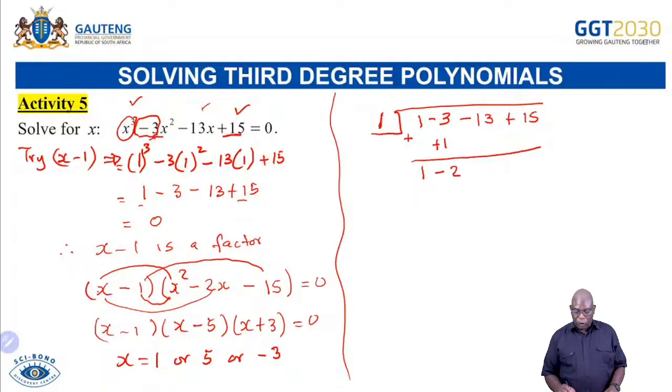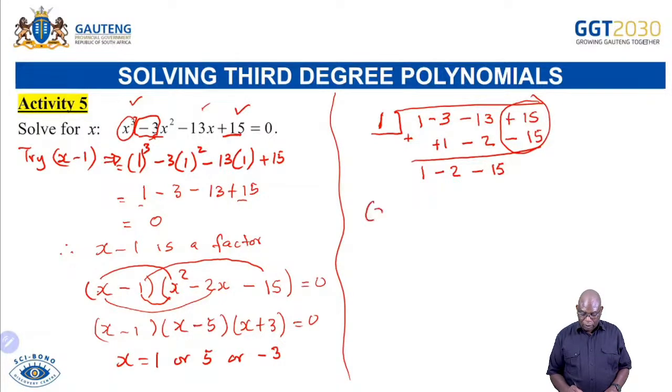Then from there, I'm going to multiply that one. I'm going to get a negative 2 times that. If I add minus 13 and minus 2, I'm going to get negative 15. Then from there, if I multiply, I'm going to get negative 15. And the last part here is going to give us a 0.